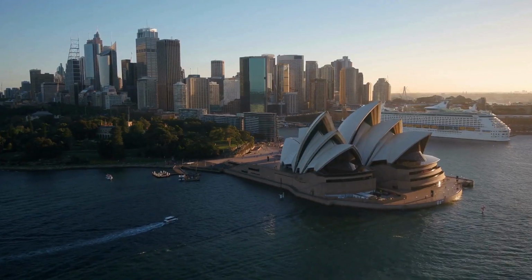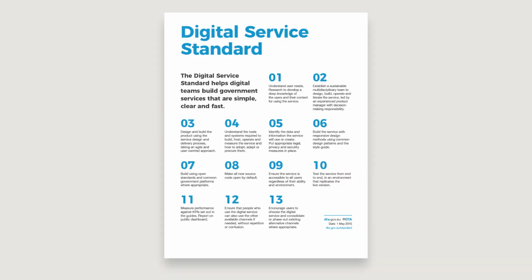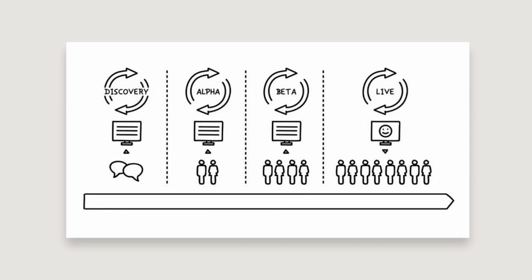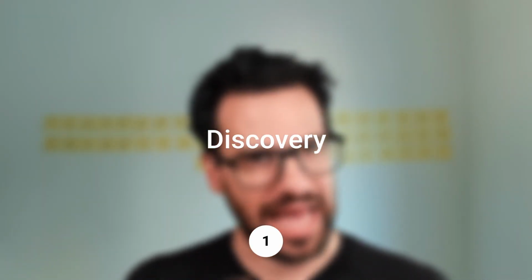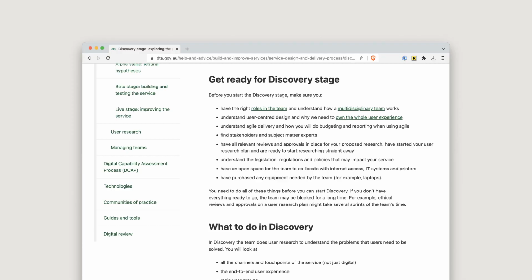Australia has a similar set of standards. This time it's written by the Digital Transformation Agency of Australia, and it's called the Digital Service Standard. The Australian government isn't just thinking about the standards, but also about how to deliver these digital services. For that, they have a process that has 4 building blocks, with discovery, alpha, beta, and live. For each building block, you'll find detailed documentation online.